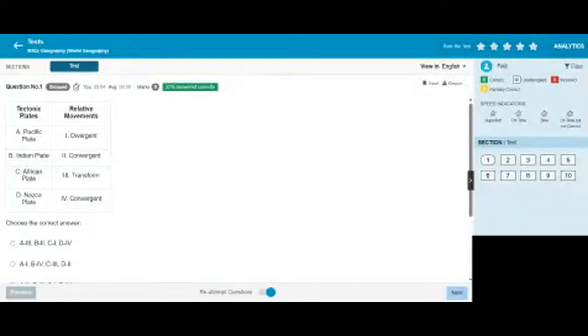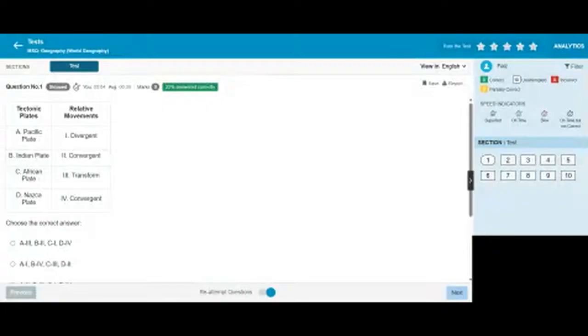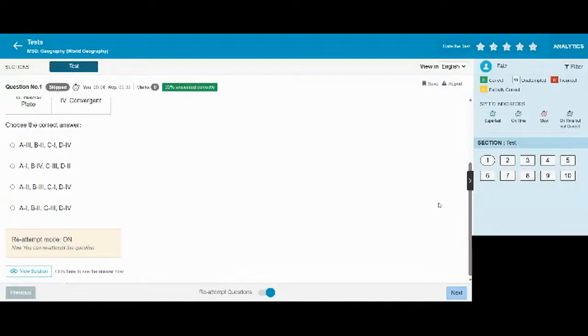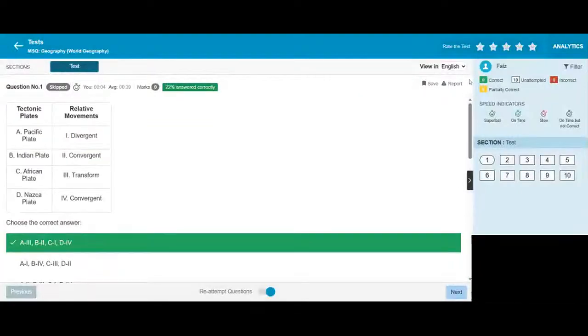Question 1. Tectonic plate relative movements. Pacific plate, Indian plate, African plate, Nazca plate. Divergent, convergent, transform, convergent. A3, B2, C1, D4. Pacific plate, transform. Indian plate, convergent. African plate, divergent. Nazca plate, convergent.